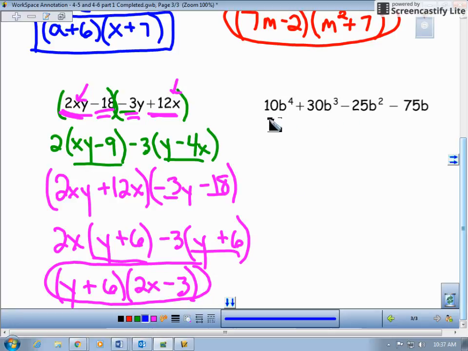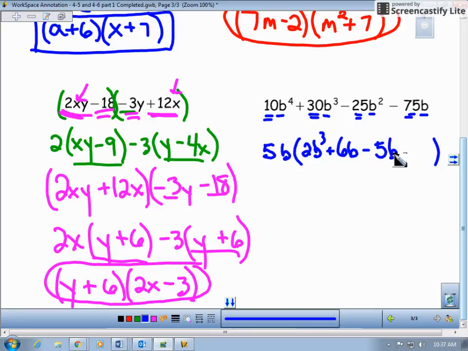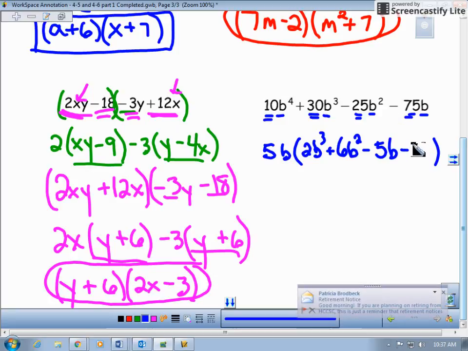Let's look at this last one, and you're definitely going to see something like this. And the first thing I'm going to do here, is there a common factor? And absolutely, notice they all have a b. And I'm also going to notice that I think I can divide 5 into all those. So I can factor out a 5b here, common factoring, reverse distributive property. So that's going to be a 2b to the third plus 6b squared, oops, sorry, that's 5b squared, minus 5b minus, and then I believe this would be 15 here, guys. Okay.